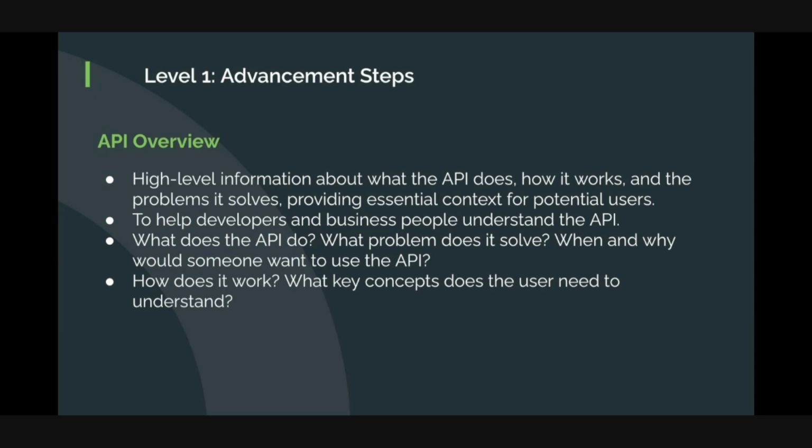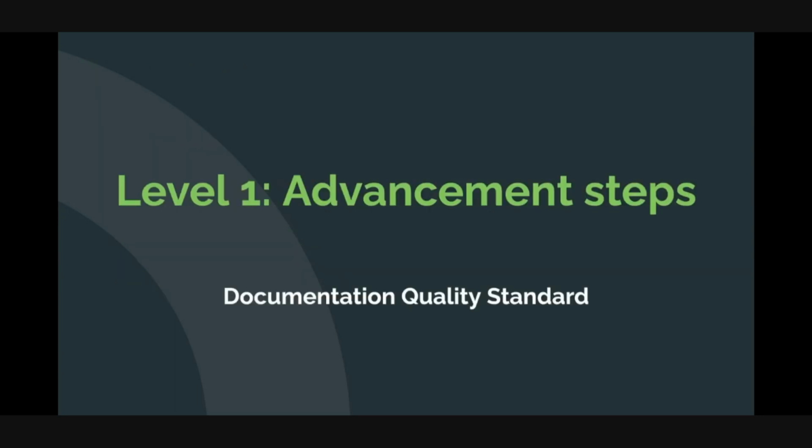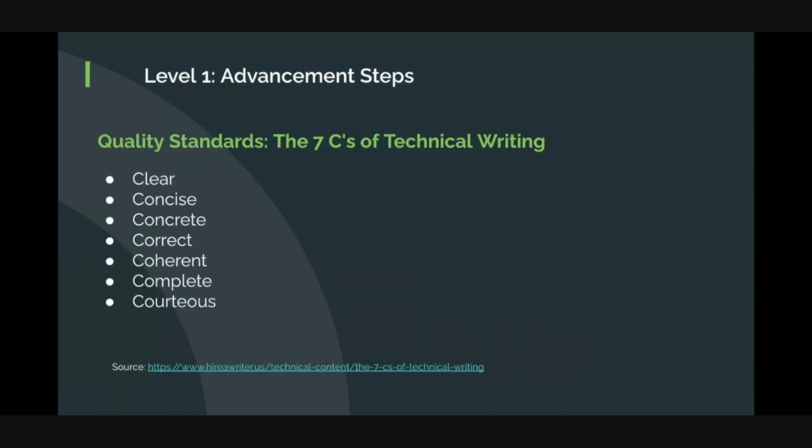So this structured approach ensures clarity and accessibility, making it easier for users to find the information they need. And it is also time to talk about the documentation quality standard. We chose the 7 C's of technical writing, which can serve as a comprehensive standard, so to say, ensuring that technical documentation is effective, user-friendly, and meets the needs of its audience.